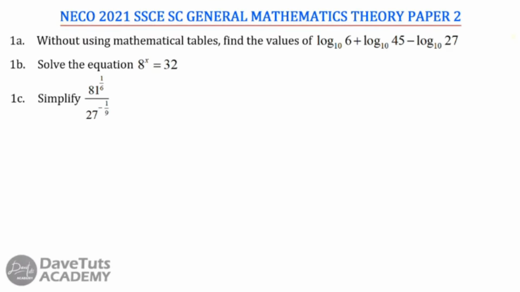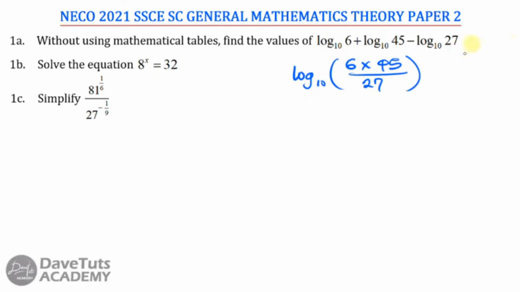Here in this question on indices and logarithm, we are told that log to base 10 of 6 plus log to base 10 of 45 minus log to base 10 of 27, we are to solve it without using mathematical tables. Now, this is what we want to do. Since each of the entity is log to base 10, you can just write a single log to base 10, okay? And then by reason of the law of logarithm, here, since we are adding them, addition will turn to multiplication, subtraction will turn to division. So we have 6 multiplied by 45, then divided by 27.